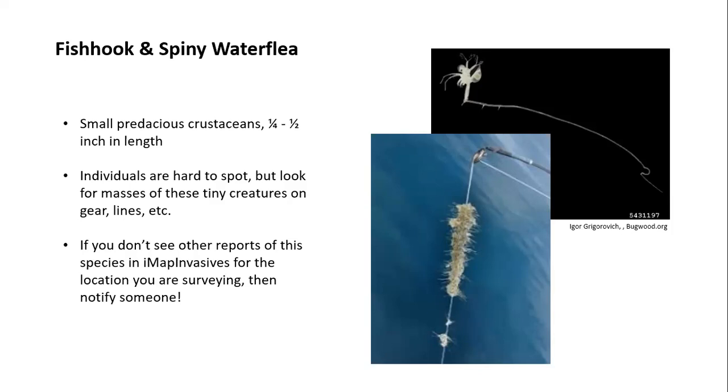So fishhook and spiny water flea, they are 2 different species, but really hard to tell apart. They are very, very tiny. They are small predaceous crustaceans, and they only get about 1/4 to 1/2 inch in length. And they're pretty translucent, and individuals are really hard to spot. But when you will really notice them is when they clump together in masses. They usually get clumped together on fishing lines or on other gear, and this is when people really start to notice them. You can see that lower picture there. That's a cluster of them on a fishing line.